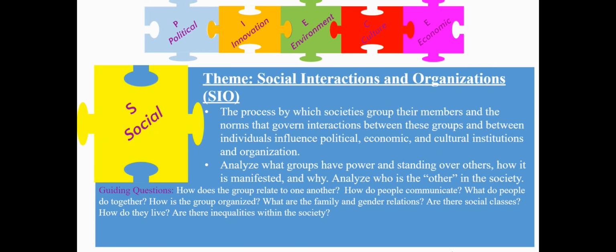Finally, S is for social interactions and organizations. The process by which societies group the members of their civilization, usually in a hierarchy, and then the norms that govern interactions between these groups and between individuals. And this is going to influence political, economic, and cultural policy, institutions, and organization. We're going to analyze what groups have power, how they got that power, and how they lord it over others. We'll examine how that power is manifested, and very importantly, we'll ask the question, why?